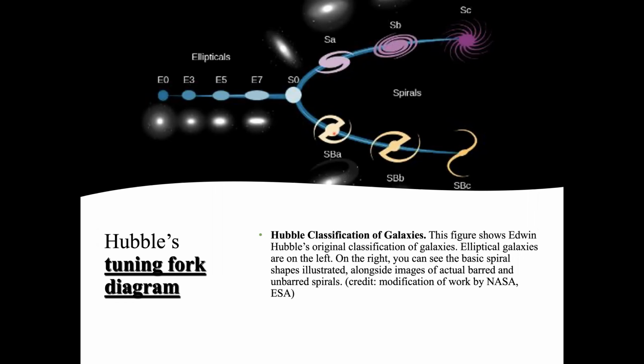Now the difference between this arm and this arm is that there is a bar at the center for the spiral galaxies, right?